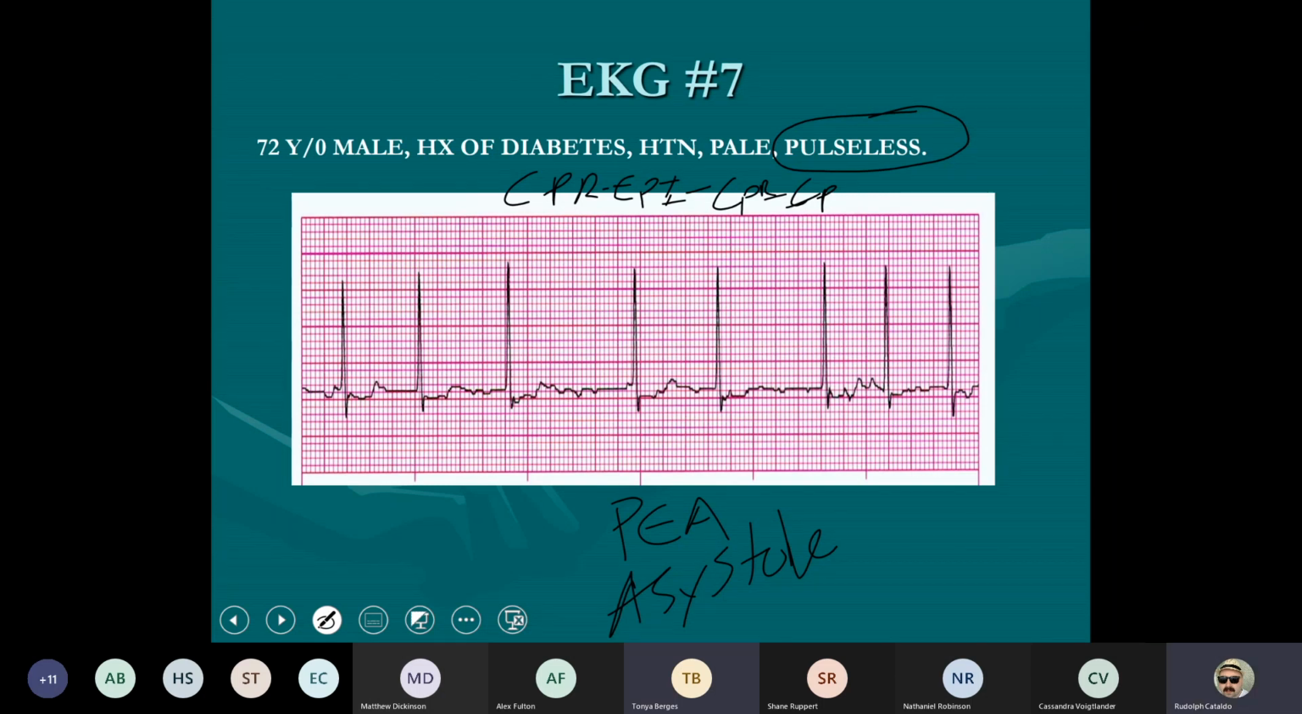How long do you usually wait? I mean, how many cycles do you do before you call it? It depends on your protocol. Usually, most places will say 20 minutes, because generally epi is every 3 to 5 minutes. Most places carry 5 rounds of epi. 20 minutes roughly. Thank you.